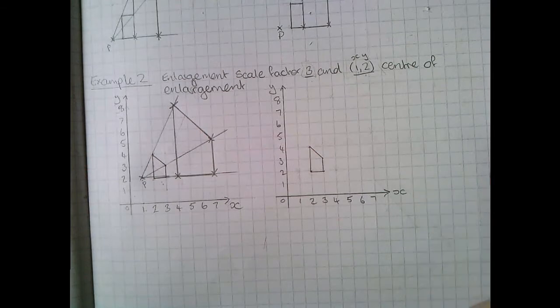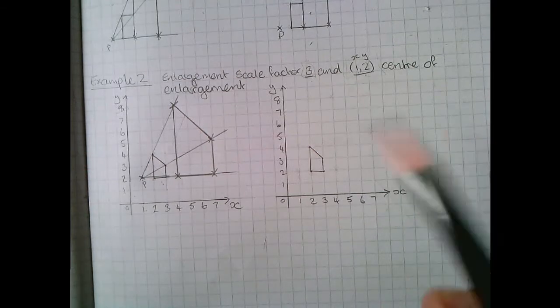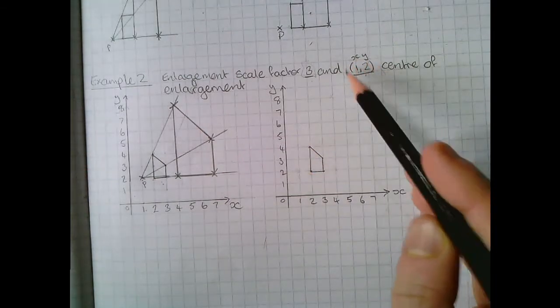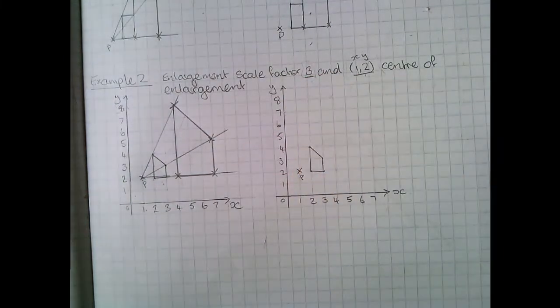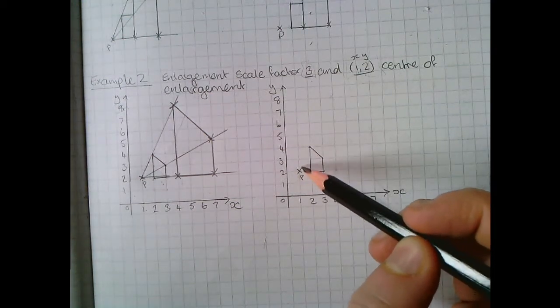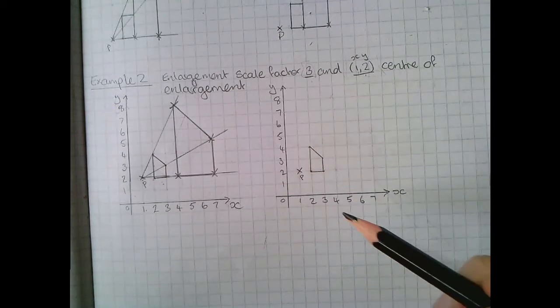Okay, so for an alternative method, we have counting the squares. In exactly the same way, we're going to start with the same centre of enlargement. So that's always your first step. Mark on where that is. So we go along 1 and up 2, as we did earlier. We can then start at our centre of enlargement, and we'll be looking at this corner here.